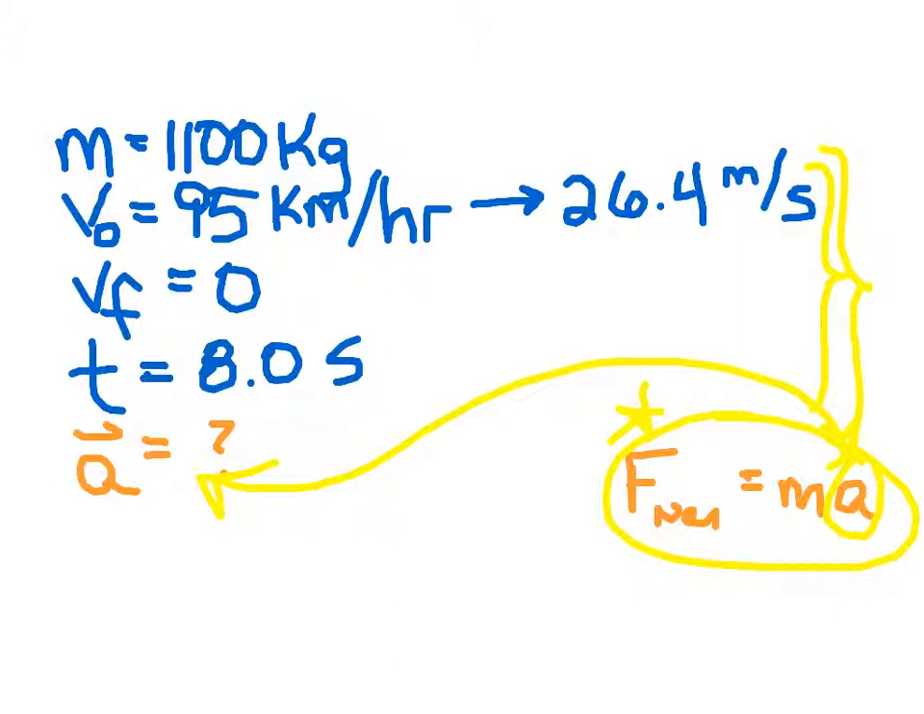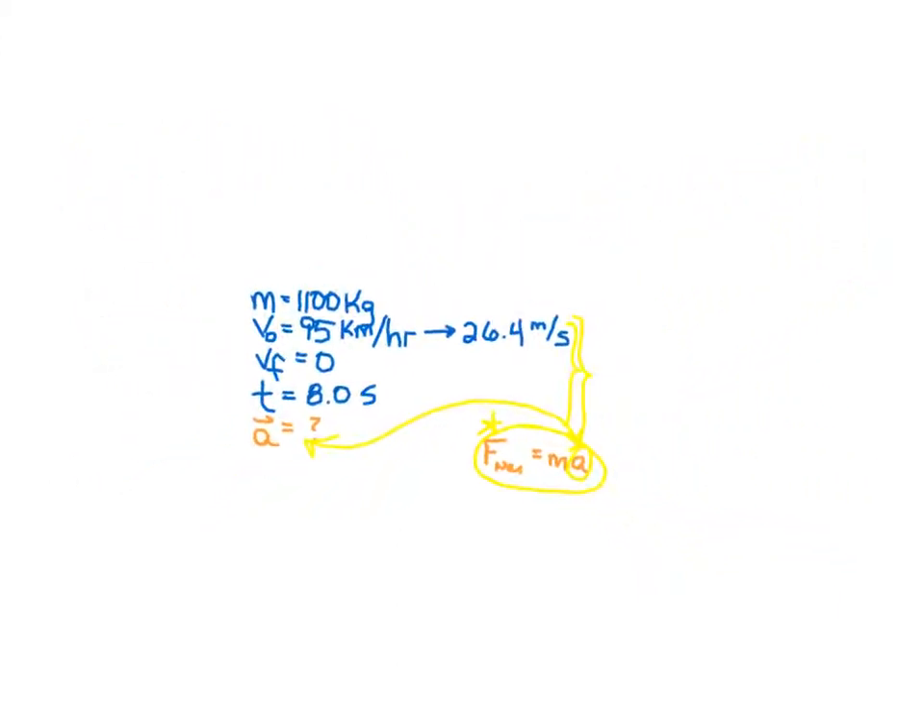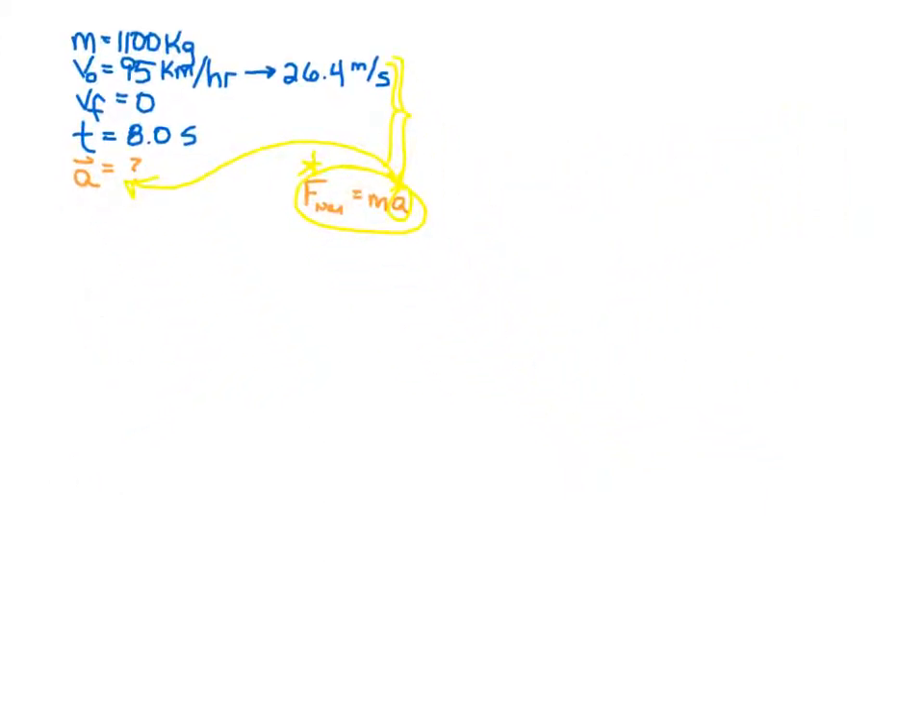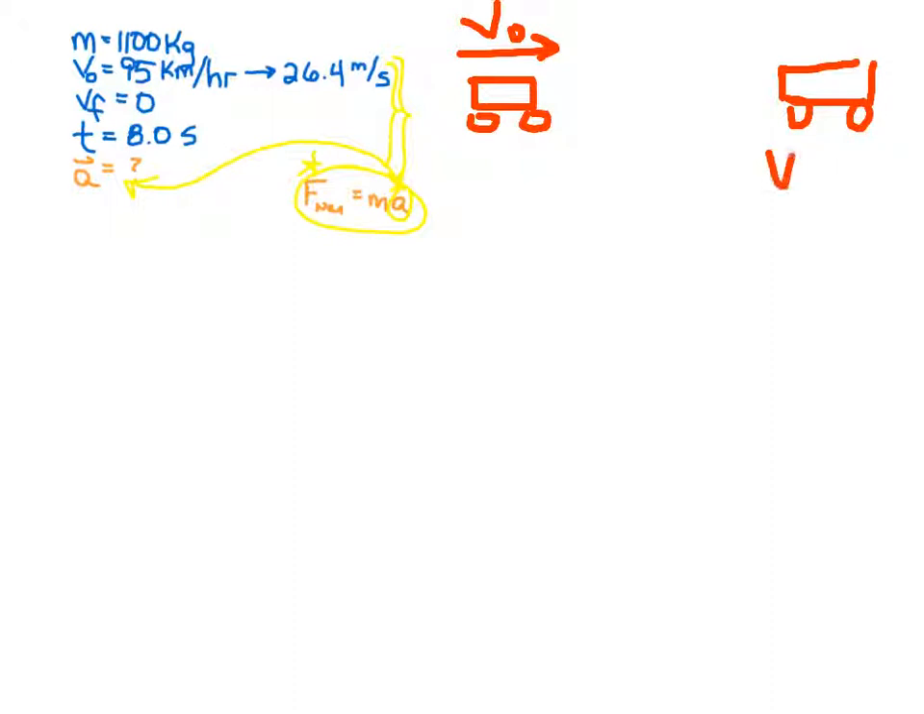So in order to solve this problem, let's put this information over here. I think it helps to make a pictorial model, not required, but you most certainly could. So I'll make a quick sketch of what's happening. I've got a car, and I know its initial velocity is going to the right, and at some time, 8 seconds later, we know that its final velocity is equal to 0.